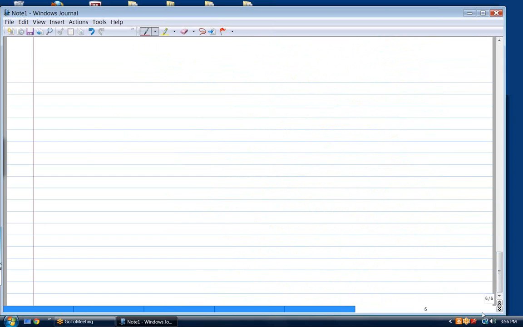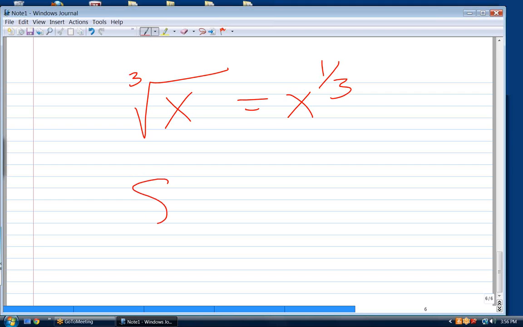Okay, let's see what other problems I can think of. Is there anything different with cubed roots? Like any rules about that? Yeah, let's talk about that. That's equal to x to the 1/3. So what is 8 to the 2/3 equal to?